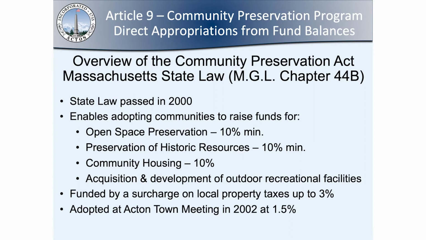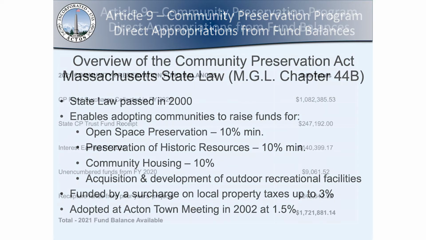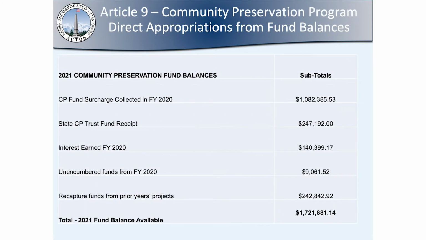In addition, the acquisition and development of outdoor recreational facilities. It is funded by a surcharge on local property taxes up to 3%. The town of Acton adopted this at town meeting in 2002 and set a 1.5% surcharge as part of this act. This slide presents the money we have available to fund this year.